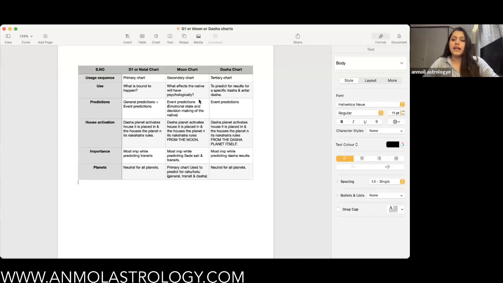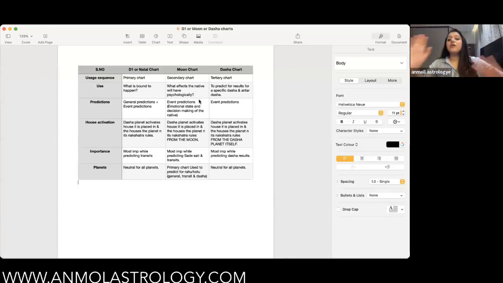Suppose both of them are Cancer ascendants. Rahu is right now in the sign of Aries. So Rahu is in the 10th house for a Cancer individual. So the person is going to have a major shift in career. Both A and B are going to have a major shift in the career. Right? But how they are going to feel about that particular change, that depends on their moon chart.